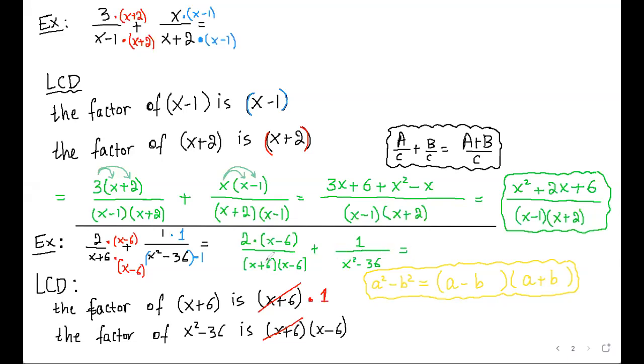Look, the denominators are equal. Why? Because x plus 6 times x minus 6 is the same as x squared minus 36, by using this property in the yellow. See the yellow one? Here we have x plus 6 times x minus 6. This is exactly the same as a squared minus b squared, x squared minus 36. Make sense?